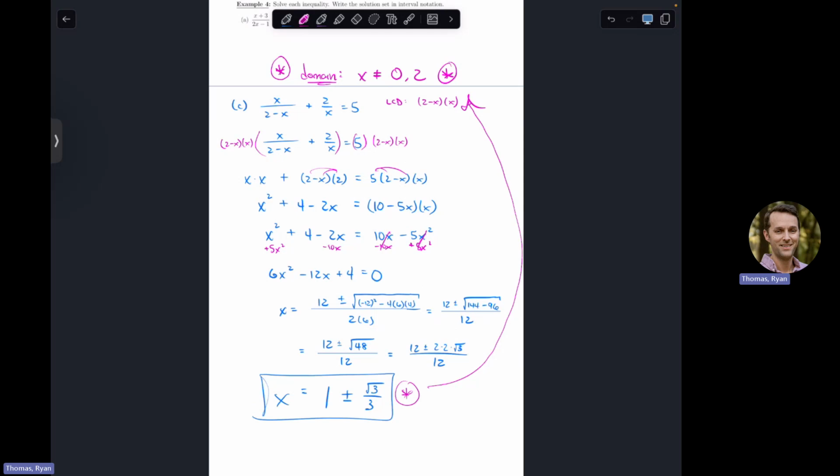Okay, so apart from the fact that this part was a little bit messy, but in a familiar way, right? Does anybody have any questions about that one? Would that be 2 separate x's, like x equals 1? Yeah, so 1 plus root 3 over 3 and 1 minus root 3 over 3.